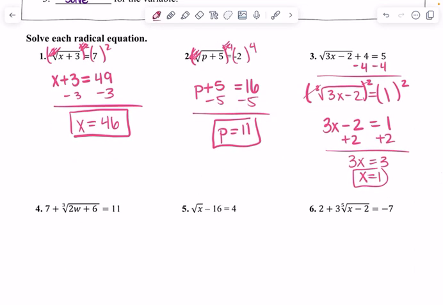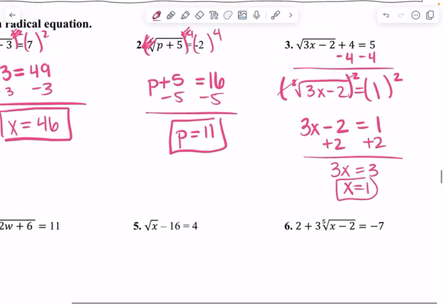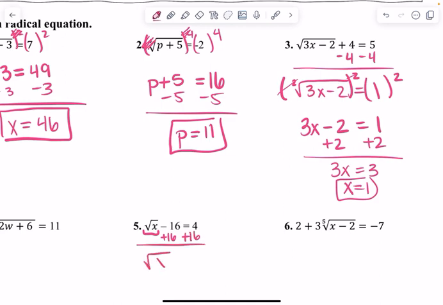Let's do 5 and 6. So for number 5, this is the part in your root. So before we undo or eliminate that radical, we're going to move the 16. So we have the square root of x equals 20. Now the radical is the only thing on that left side. So we undo or eliminate that by squaring. It's an equation. So whatever you're doing on that side, you got to do on the other side.